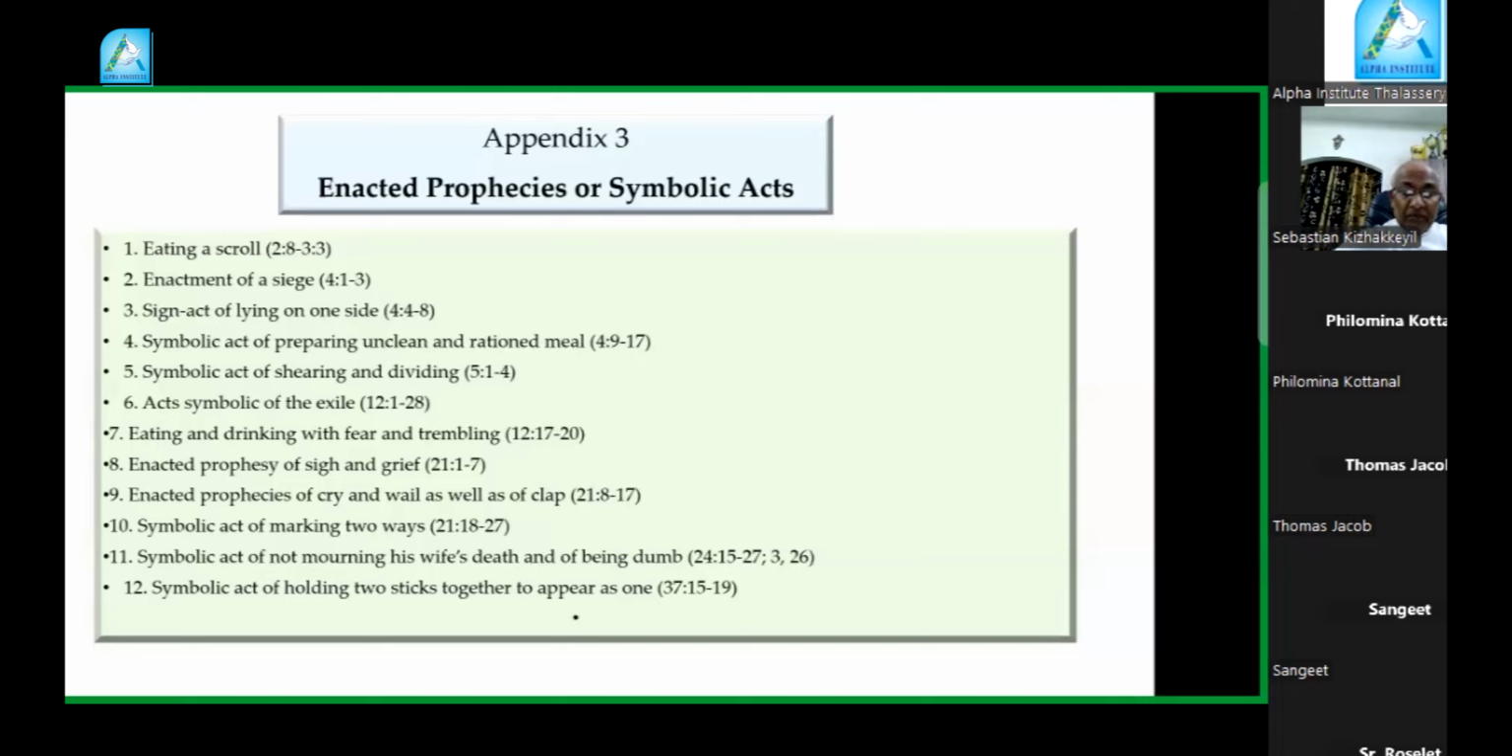They will be shivering. Then 21, 1 to 7, prophecy of sigh and grief. So he has to sigh and groan before them as if his heart breaks. So this is also that the disaster is coming on Israel. Then enact a prophecy of cry, wail, and clap. He has to cry, wail, and at the end, clap.